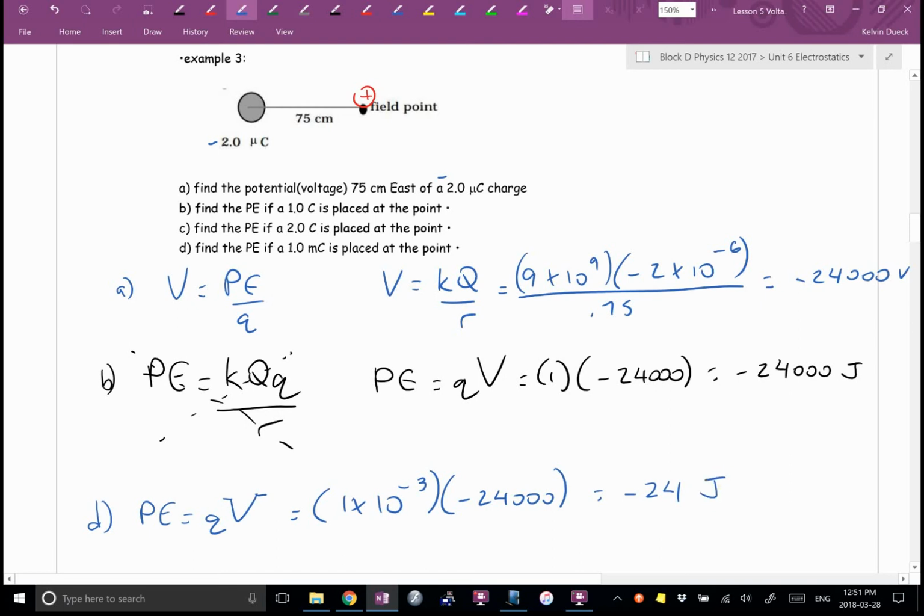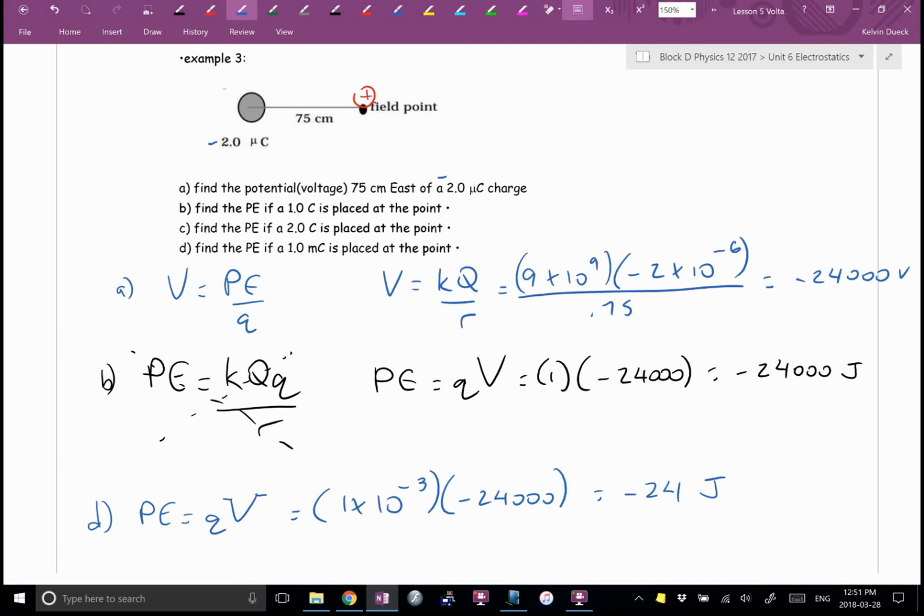Joules. Direction, energy is a scalar. What does that tell us? That means if I did put a positive 1 microcoulomb charge right there, I would have to do 24 joules of work. I would have to add 24 joules of my energy to get it out to zero at infinity.